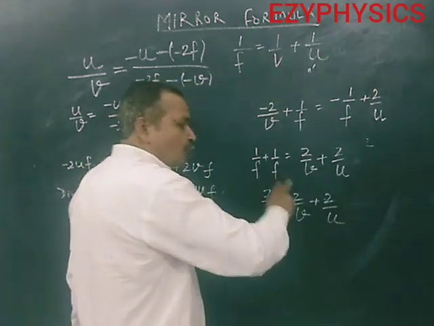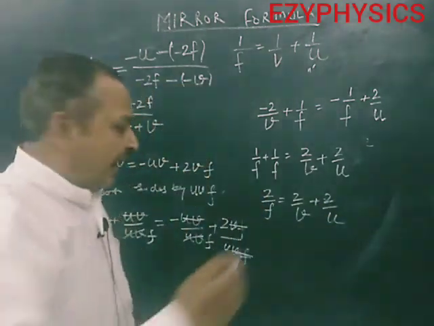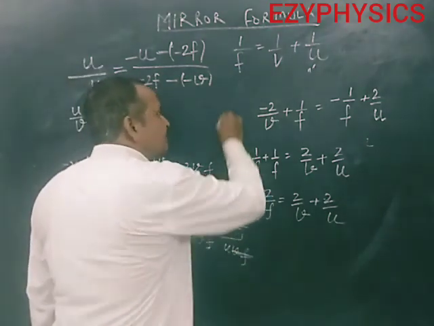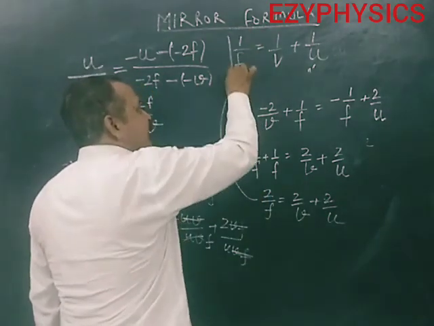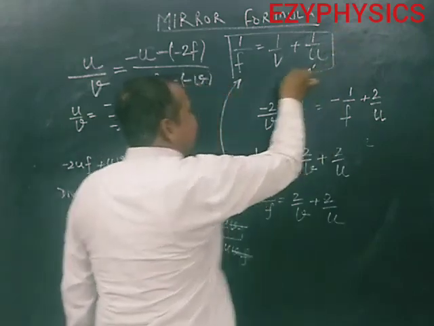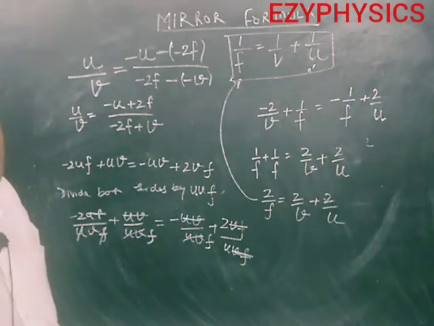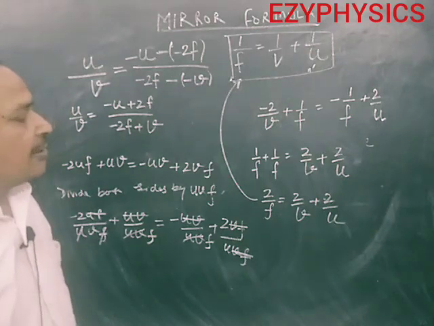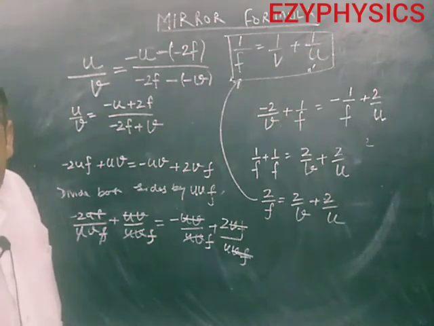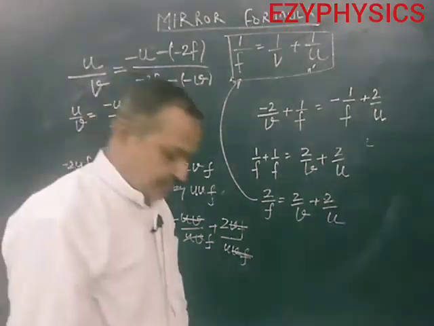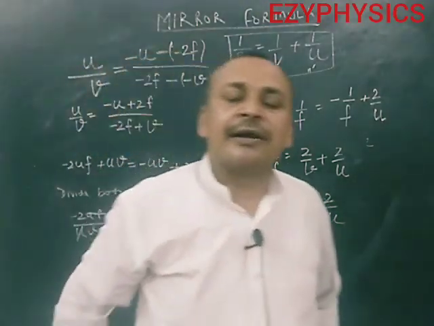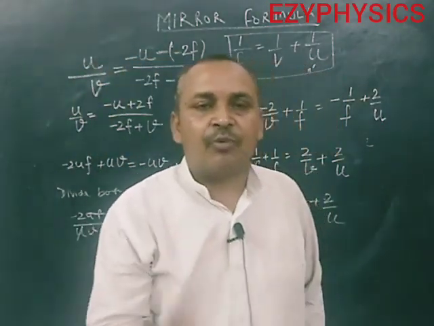So what happens? 2 gets cancelled and what is left? 1 by f is equal to 1 by v plus 1 by u. And what is this? This is nothing but your mirror formula.